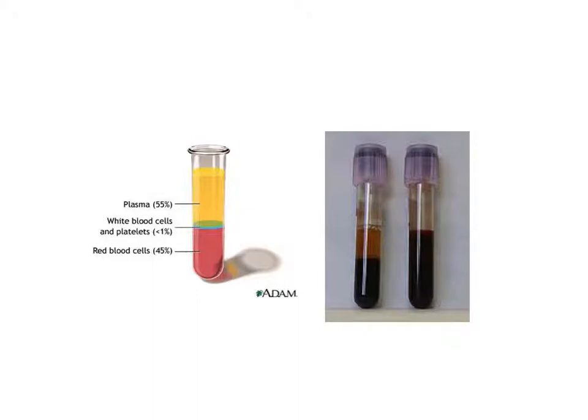Okay, and so you can kind of see it separate out here, where you get the red blood cells and the plasma. You won't be able to see the little fine line of the white blood cells because it's such a small percentage, unless you have something like leukemia, or you've been fighting off an infection. Then you'd have a higher percentage of white blood cells. Okay, because leukemia is the cancer of white blood cells.